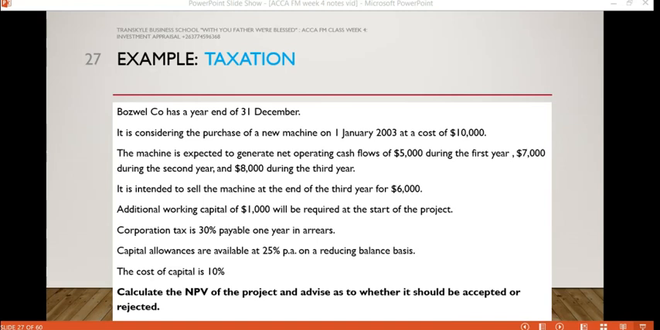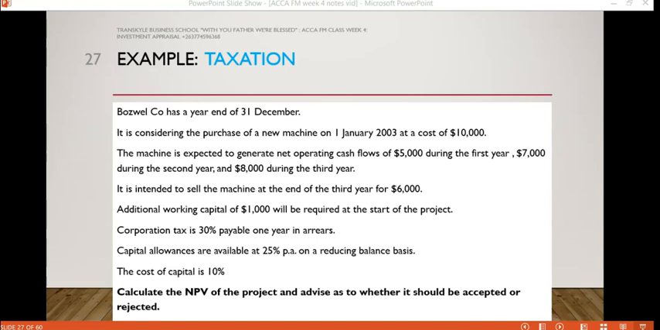This example is going to illustrate how to do the computations, so please watch and listen carefully. We have Boswell Core, which has a year end of 31st December. It is considering the purchase of a new machine on 1st January 2023 at a cost of $10,000. The machine is expected to generate net operating cash flows of $5,000 during the first year, $7,000 during the second year, and $8,000 during the third year. It is intended to sell the machine at the end of the third year for $6,000.